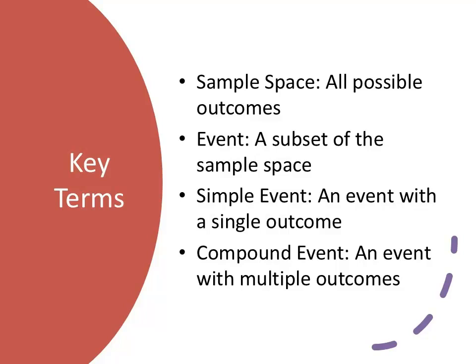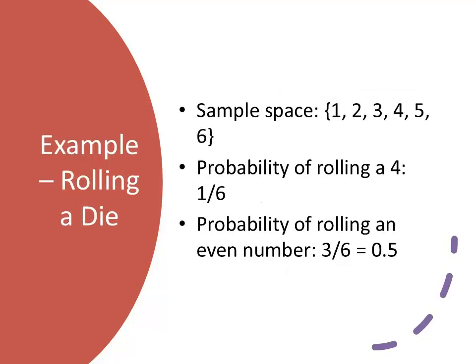First is the sample space, which is the set of all possible outcomes of an experiment. An event is any subset of that sample space, basically any outcome or group of outcomes we are interested in. We can break this down further. A simple event is an event with just a single outcome, while a compound event is one that includes multiple outcomes.